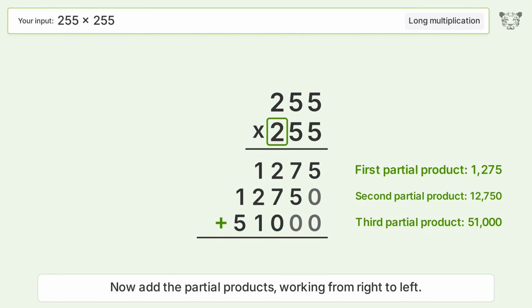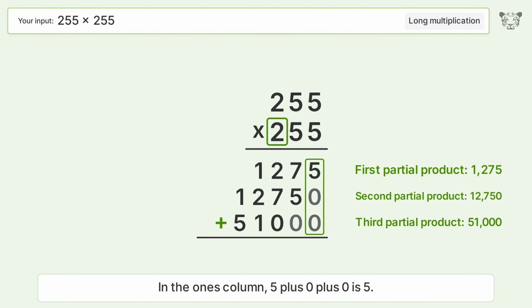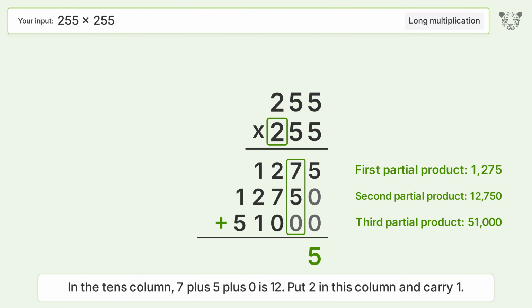Now add the partial products, working from right to left. In the ones column, 5 plus 0 is 5. In the tens column, 7 plus 5 plus 0 is 12. Put 2 in this column and carry 1.